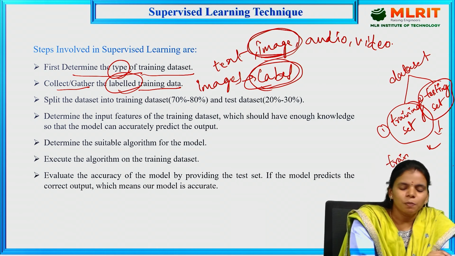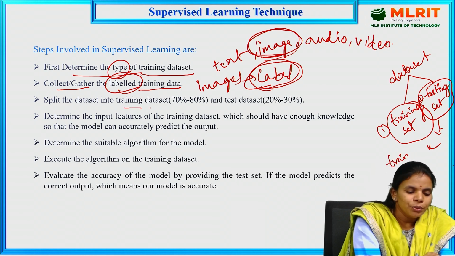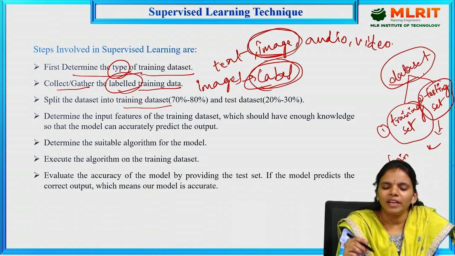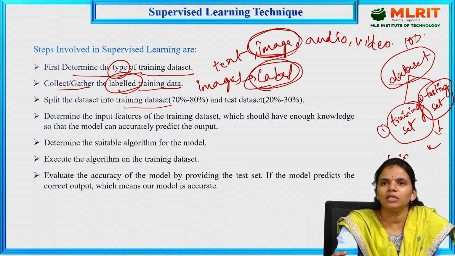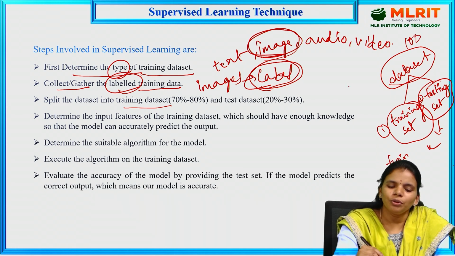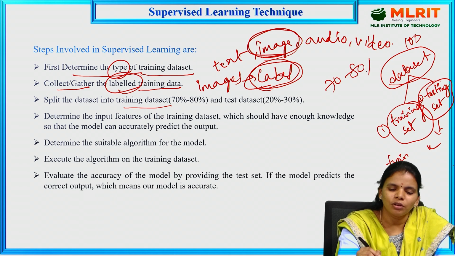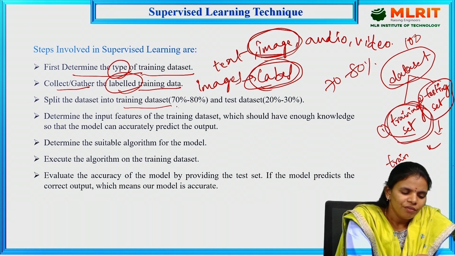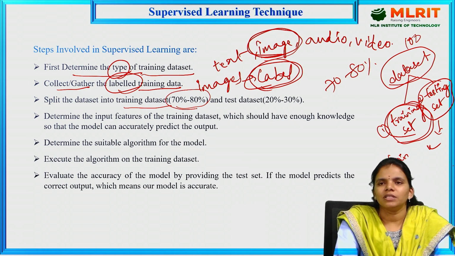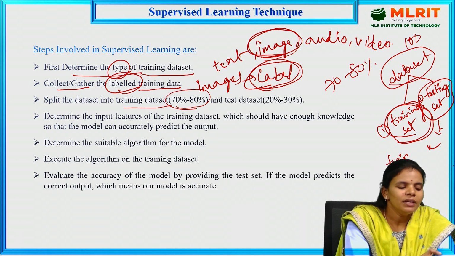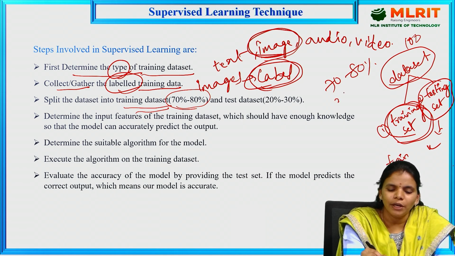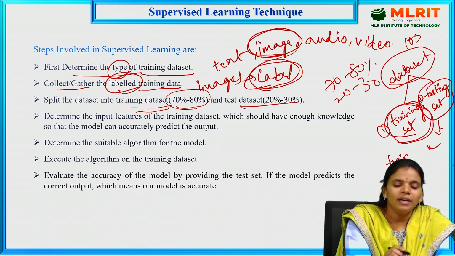Usually we are splitting the data set into a training data set, which has the huge amount of data. For example, if you are having 100 data points in my data set, I am going to take 70 to 80% of the data points for the training set. So here we are taking 70 to 80% of the data set for training purpose, and the remaining data points, that is 20 to 30%, will be used for the test data set.